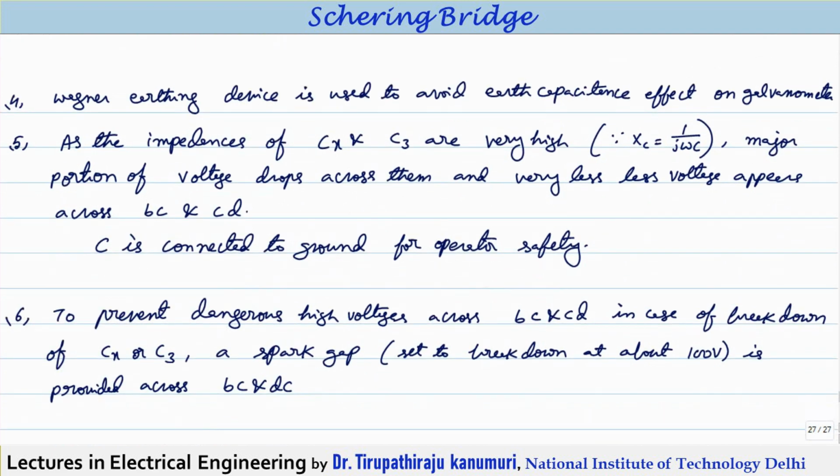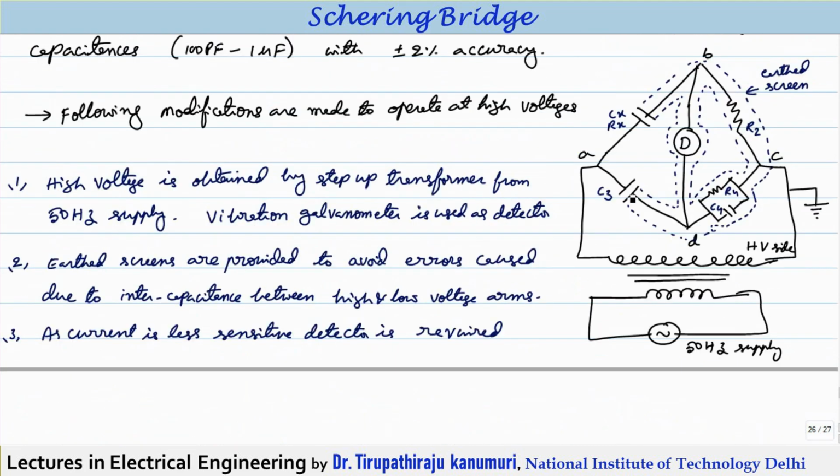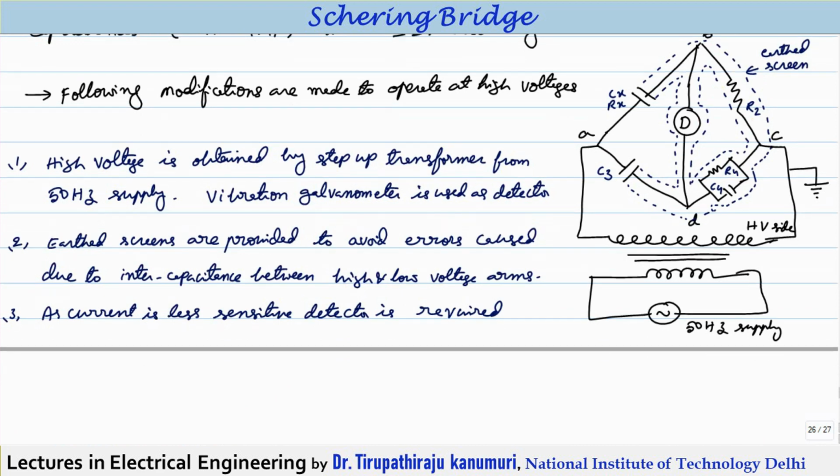Then, as the impedances of Cx and C3 are very large because the capacitance is small, the major portion of the voltage drops across them only, and very less voltage will appear across the remaining branches. That means out of the high voltage that you have given, the majority of the voltage will drop across this capacitance and across this one, and very less voltage will drop across the rest, which will always be less than 100 volts. So the voltage at points B and D, that means the voltage across the detector, is also very less, and the voltage across branches BC and DC is very less in practice. That's why, as the voltage drop is very less there, there is safety for the personnel who are operating.